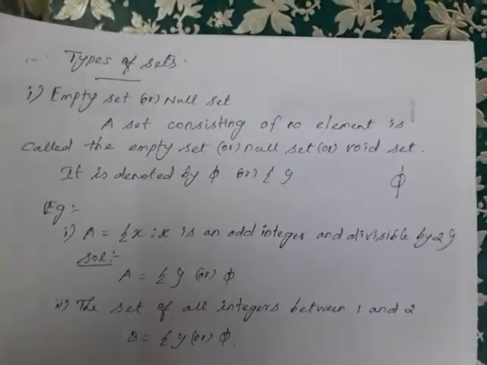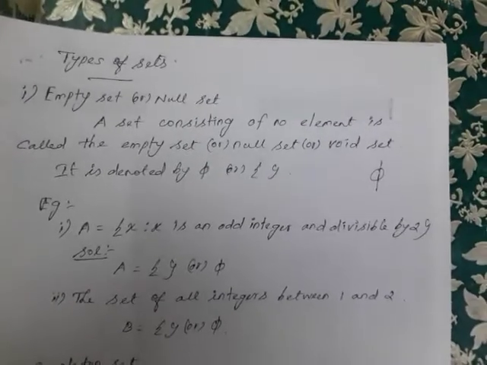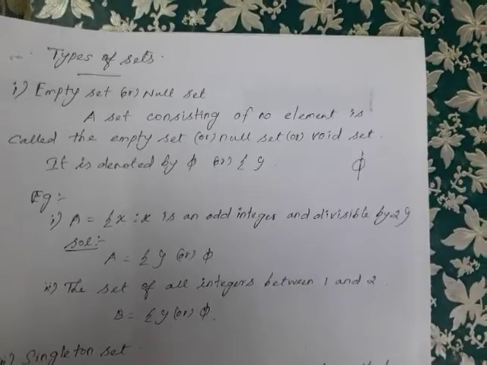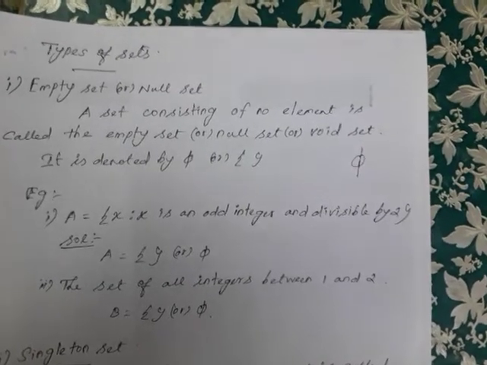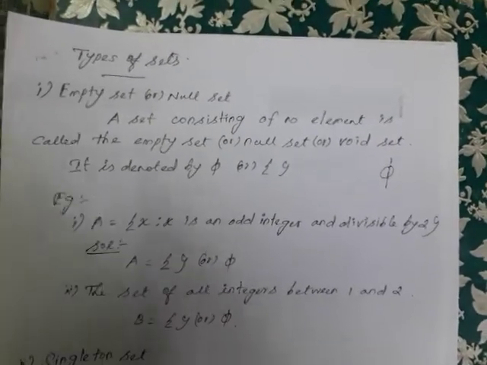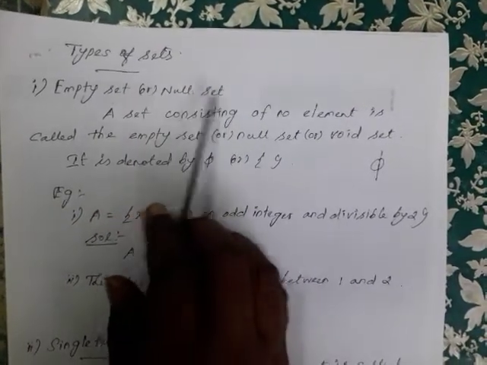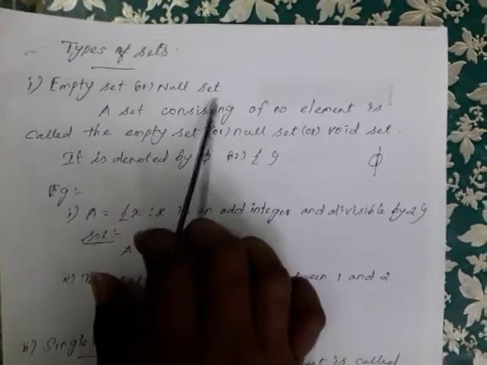Today's class we are going to discuss different kinds of sets. There are many different kinds of sets. We will see them one by one. So, the first set is the empty set, otherwise called the null set.